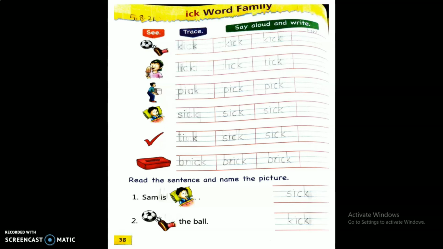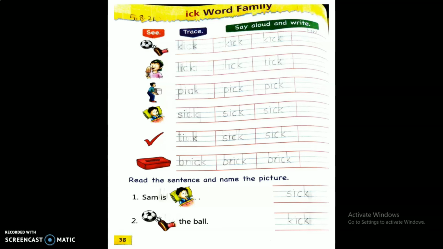See the picture. K-ick kick, l-ick lick, lick a lollipop. Remember the Jolly Phonics song? We lick a lollipop, right? So, lick. Then p-ick pick, s-ick sick, t-ick tick. Again, blending sound: br-ick brick. We have already done this blending sound, remember?